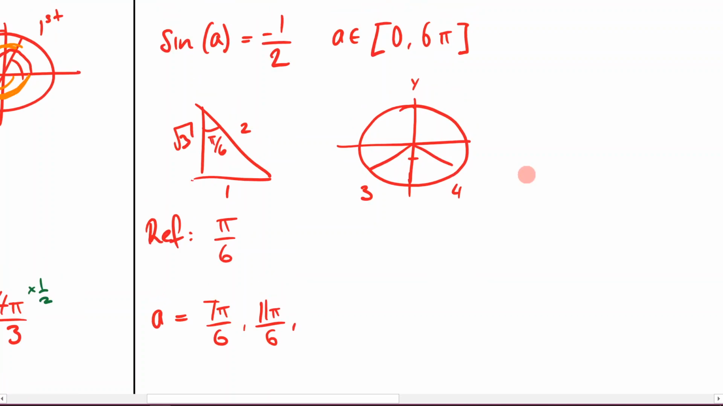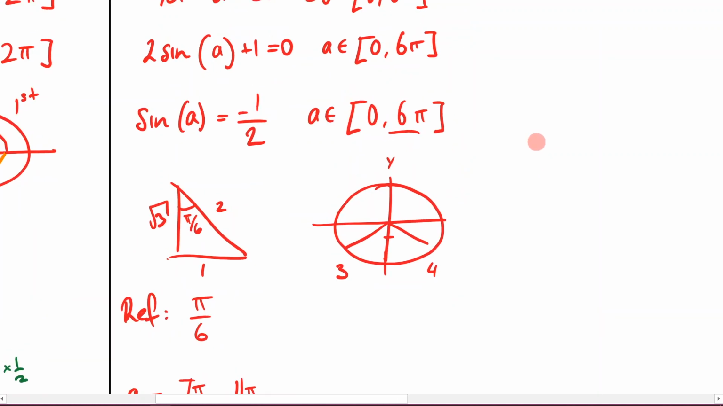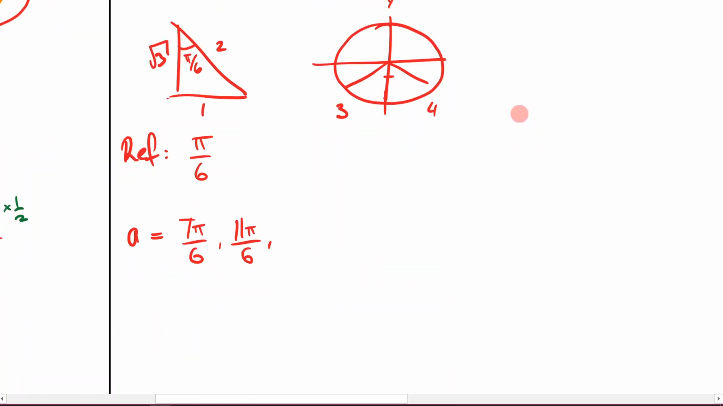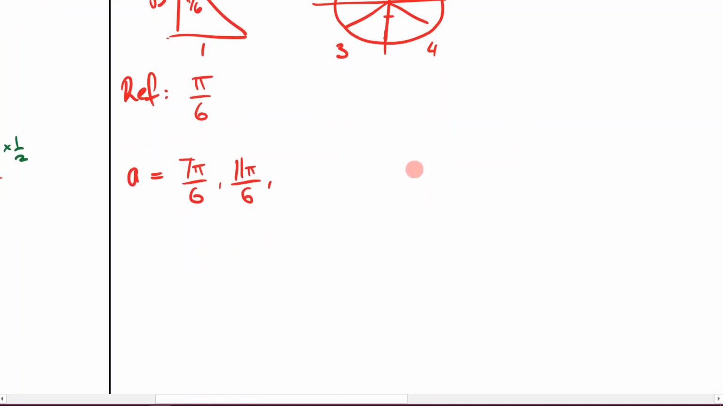Okay, and now this is where it gets tricky. This is 6 pi. That means I'm going 3 times around my unit circle. So this is going to be a lot of adding here to get this right. So I'm going to have to plus 2 pi onto this to get my next one.